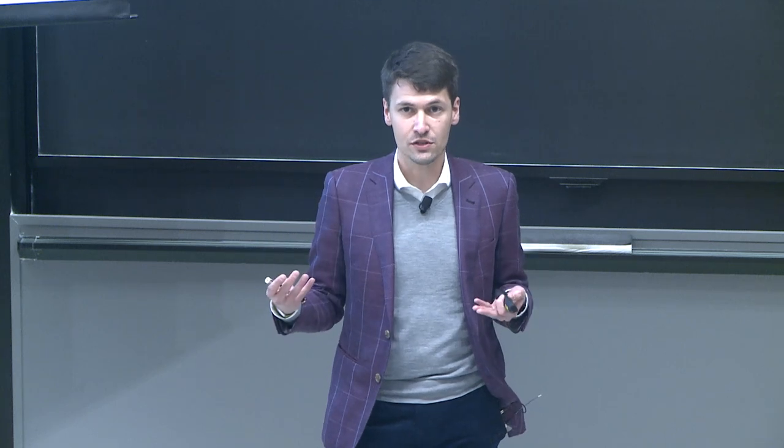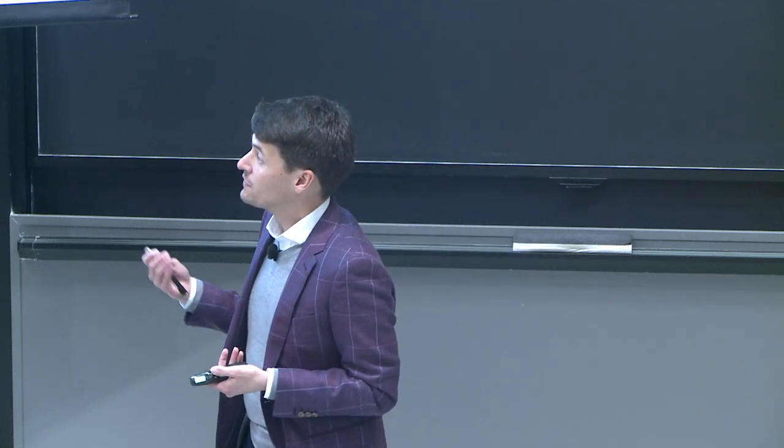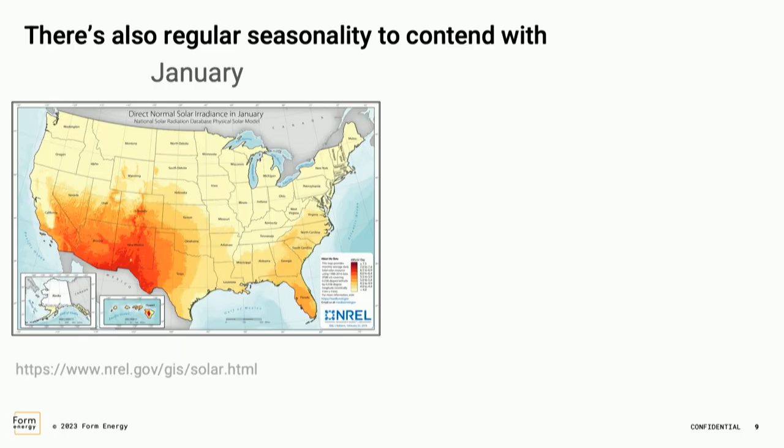There's another set of examples that I've got of how the impacts of the time scales in renewables are showing up in the grid system even today. This other set of examples has much more to do with the seasonality pattern.